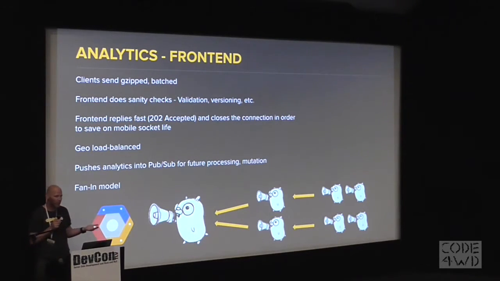And also, if we close the connection as soon as we can on the server, it means that in terms of networking resources on the server side, we can serve more users. We geo-balance those workers. We try to bring them as close to the user as possible to minimize, again, the traffic and the network. And we push the analytics into the pub sub for future processing and mutation. And this is basically what's called the fan-in model. A lot of writers will see it in part.